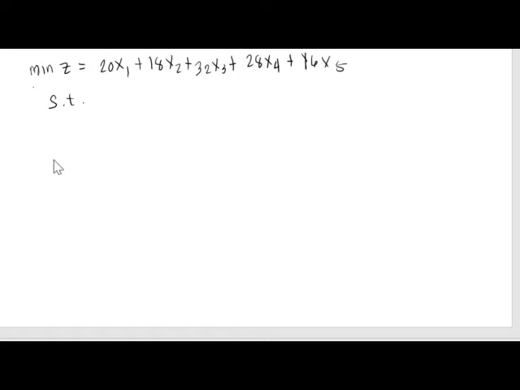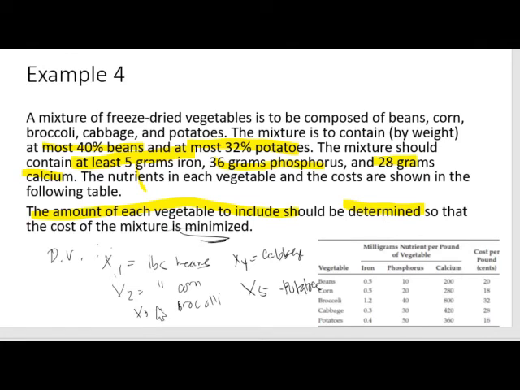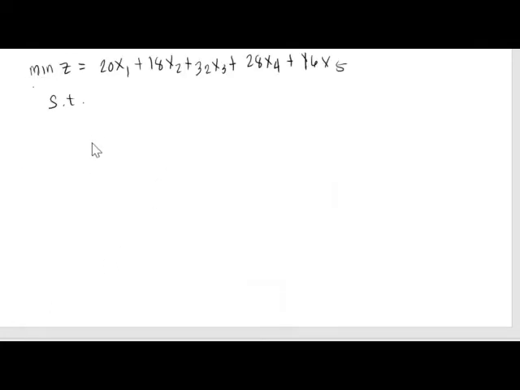Ang beans ko ay x1. Sabi daw, mixture should contain at most 40% ng beans. So therefore, x1 is less than or equal to 40% ng mixture, x1 plus x2 plus x3 plus x4 plus x5. Dito yung beans limit.